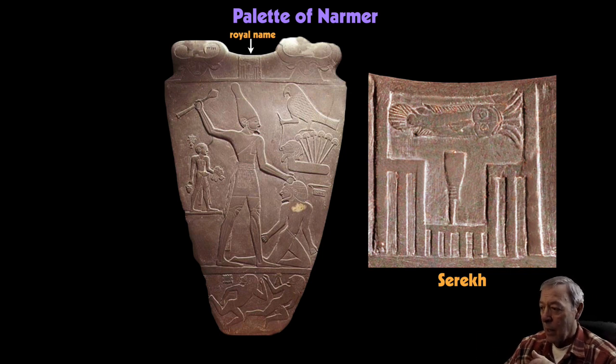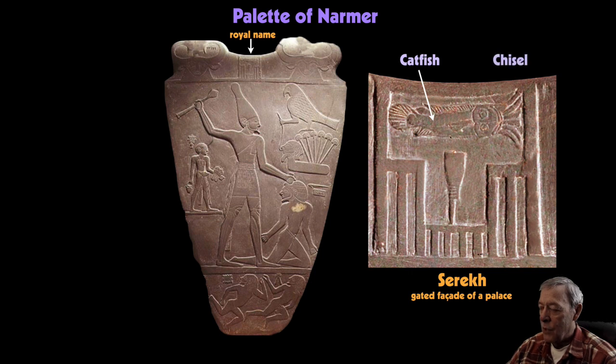So what we're looking at here is a gated facade of a palace. So this rectangular structure that you see here represents the gated facade of the royal palace, inside of which are a couple of images identifying who occupies that royal palace. Now this upper image you can tell clearly is a fish, and if you look closely at it, it can be identified as a catfish. Okay, and then this item down here, a little bit harder to tell, but it's a chisel tied to a handle of wood. That's a chisel.